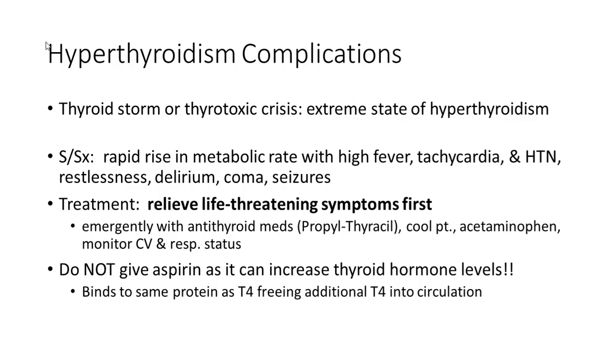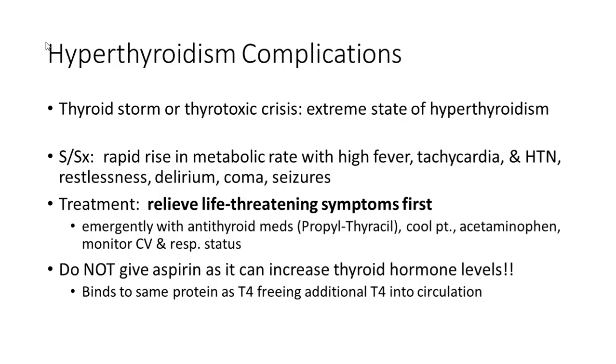Symptoms of thyroid storm: metabolism is going to spike way, way up, high fever, tachycardia, high blood pressure. They're going to be restless, and they might actually go into delirium, coma, seizures. It could get that bad. So the first thing we need to do is take care of the life-threatening issues first, and then anti-thyroid meds. We're going to get the patient cooled down because they're going to be very, very warm. Tylenol, wash rags, cooling blanket.